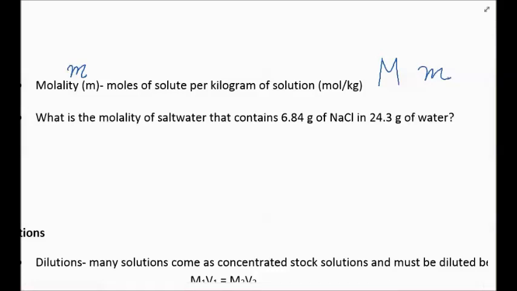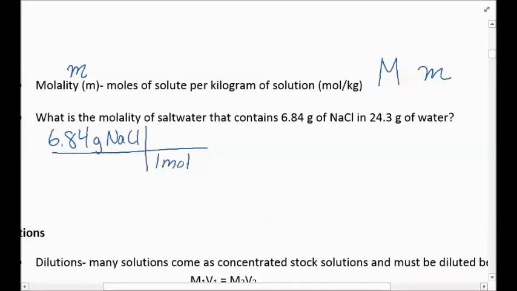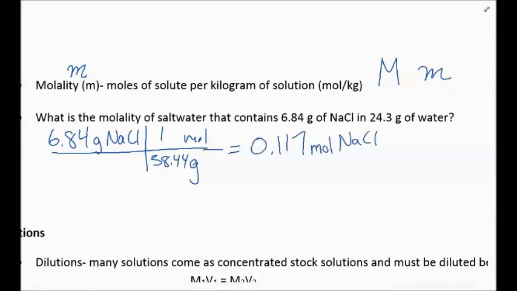So in this example, we're making a seawater solution. The first thing we have to do is take the grams of our solute, which in this case is sodium chloride, and go from grams to moles, with the molar mass from the periodic table being 58.44 grams. Oops, I flipped it. You don't want to do that. You want grams on the bottom so the units cancel out, and moles on the top. So you end up with 0.117 moles of sodium chloride.